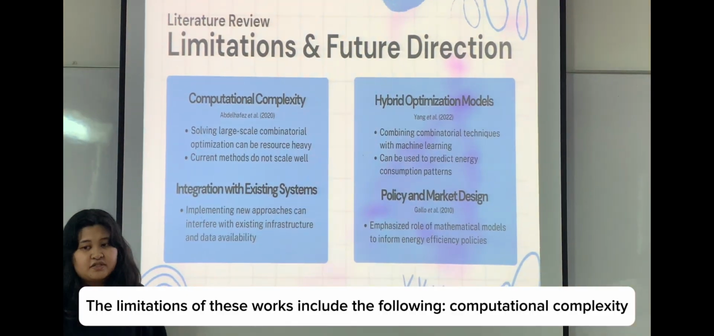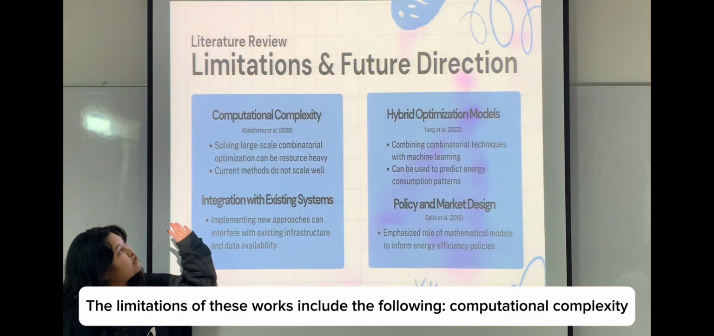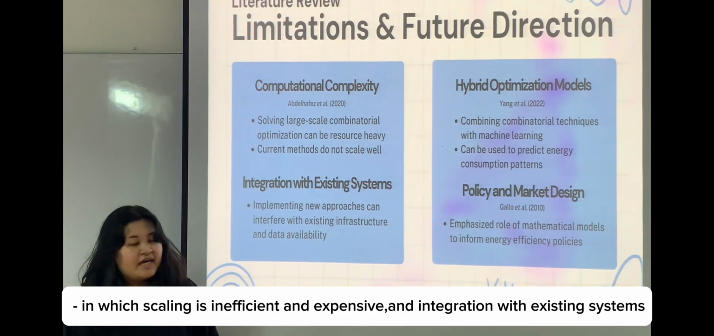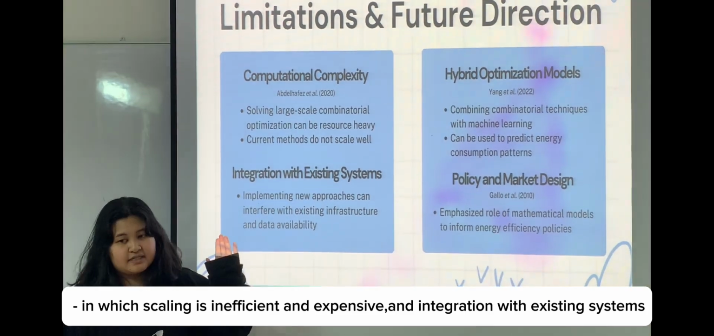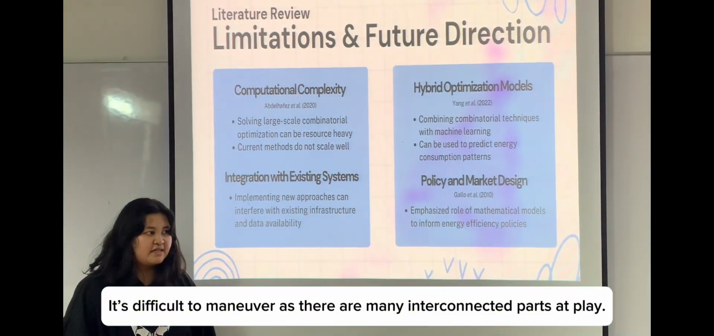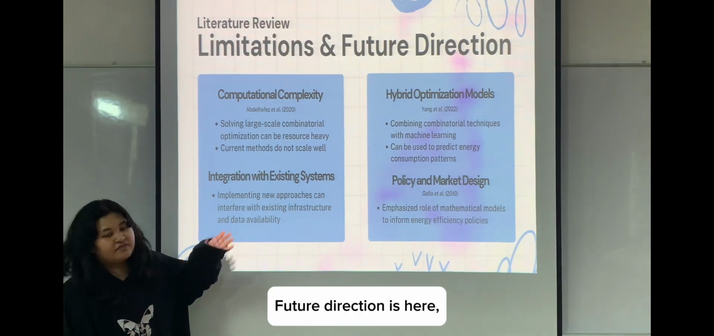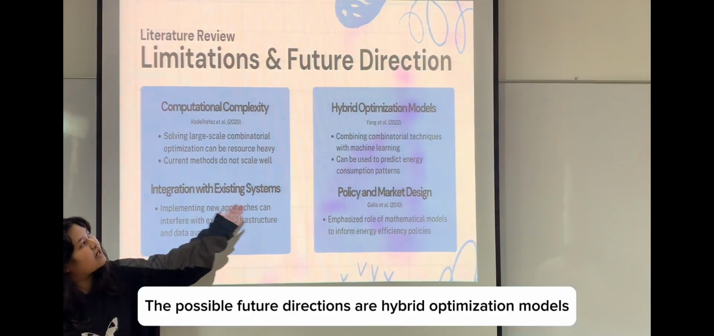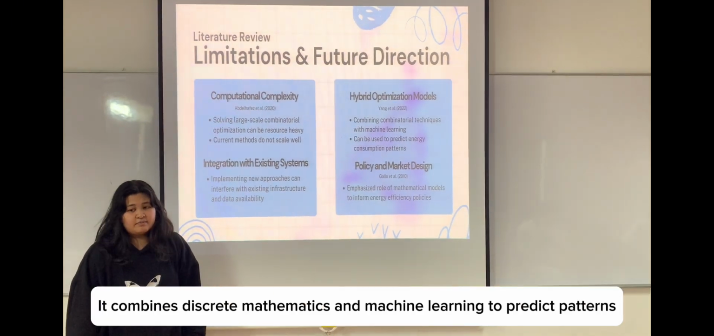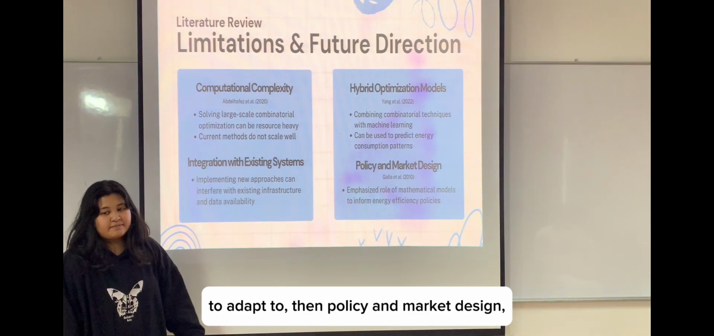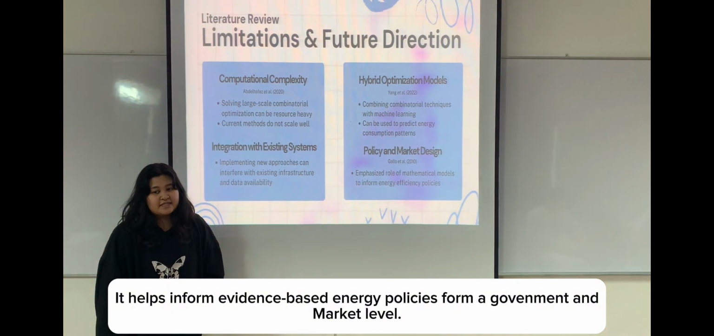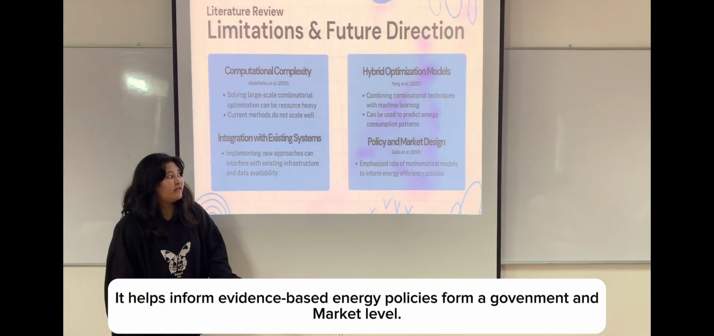The limitations of these works include the following: computational complexity, in which scaling is inefficient and expensive, as well as integration with existing systems. It's difficult to maneuver as there are many interconnected parts. Future directions here are possible hybrid optimization models, which combine discrete mathematics and machine learning to predict patterns to adapt to, and then policy and market design. It helps inform evidence-based energy policies from the government and market level.